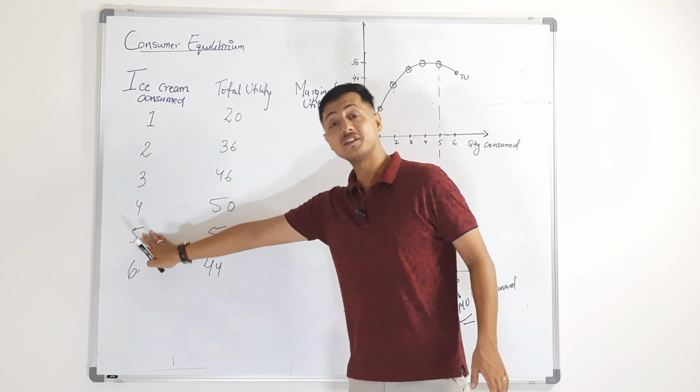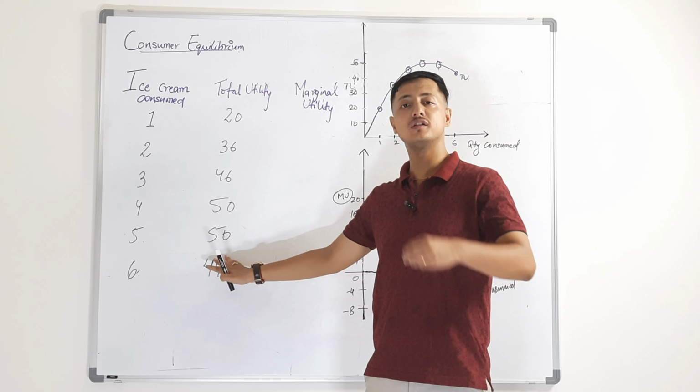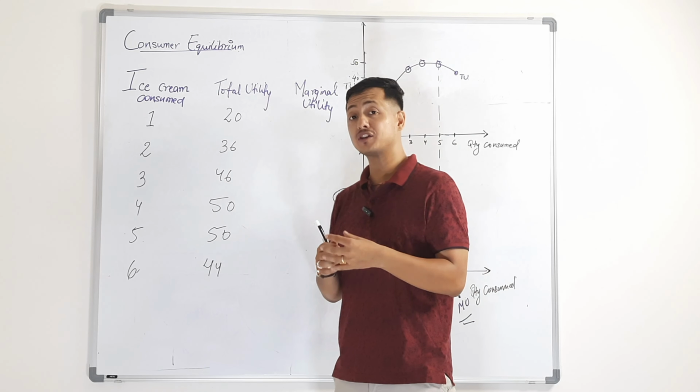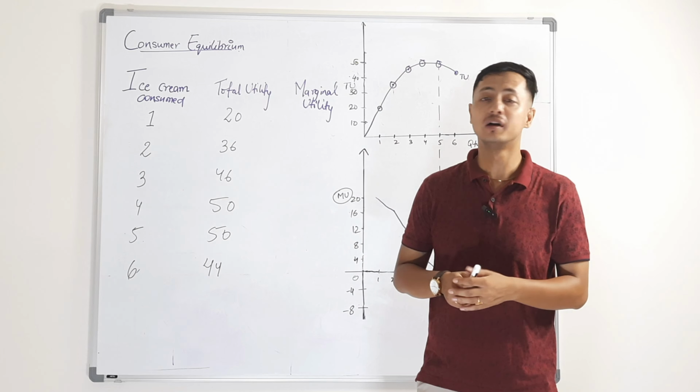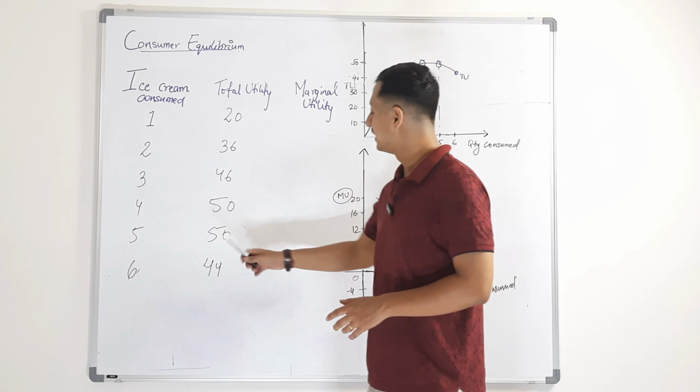Then, at the fifth, it's 50 itself. Now it has reached the saturation point. Now, after reaching the saturation point, if you further consume, then it will go on to negative.